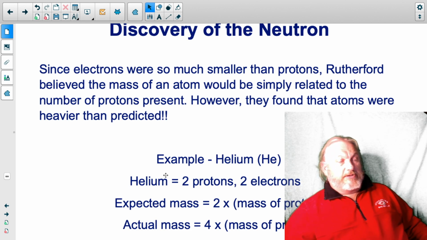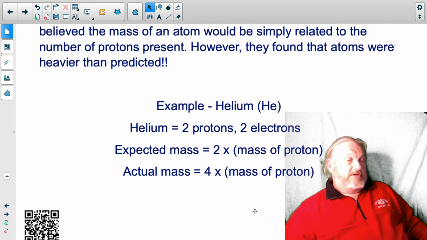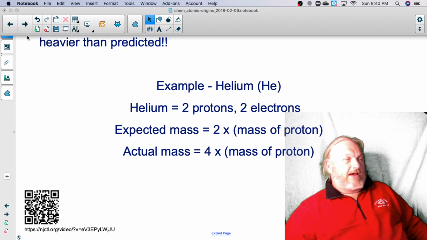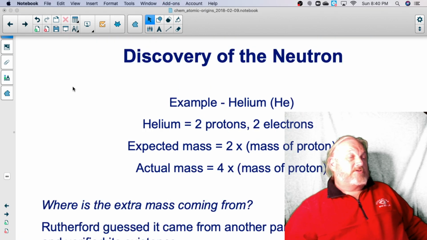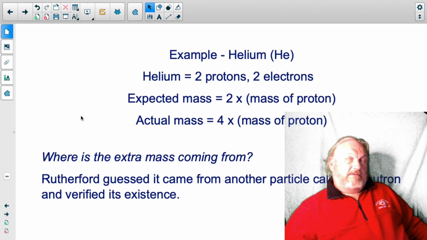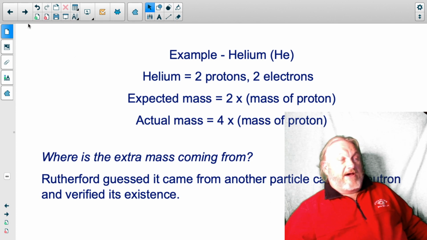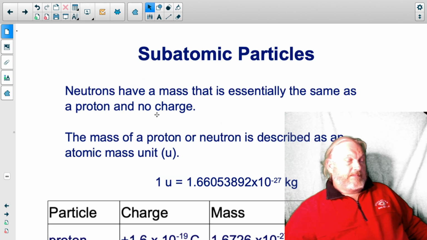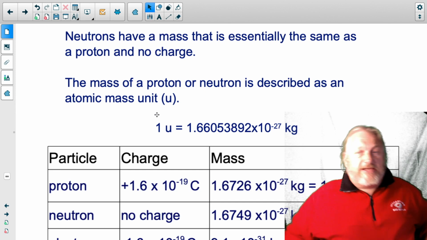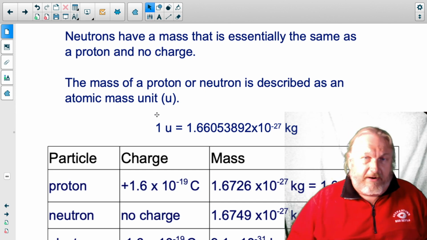So the mass you would expect would be 2 times the mass of the proton. Actually, it's 4 times the mass of a proton. So maybe there is another particle. So Rutherford guessed it, and he came up with another particle he called a neutron, and he verified its existence. So neutrons have a mass that is pretty much the same as a proton, and there is no charge.